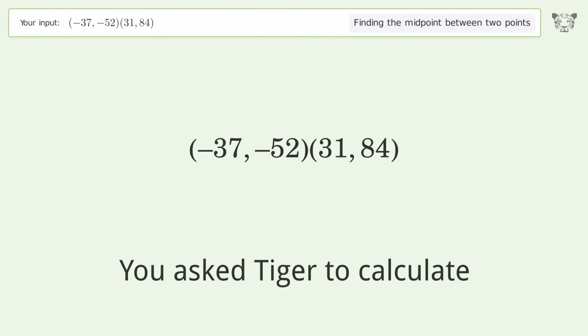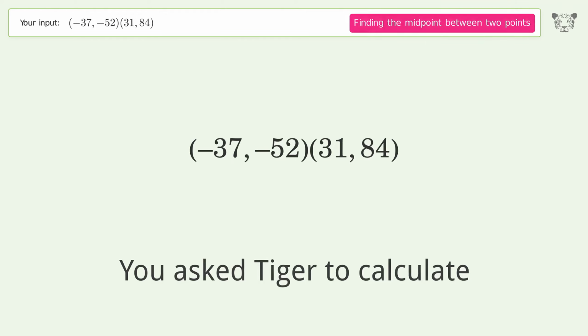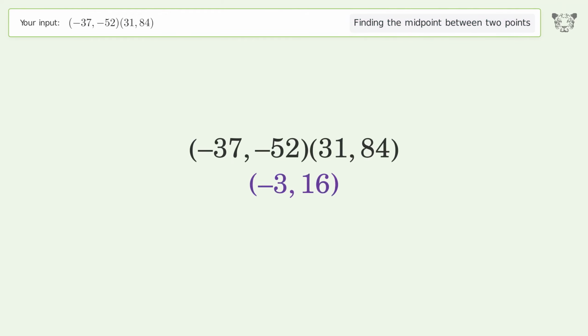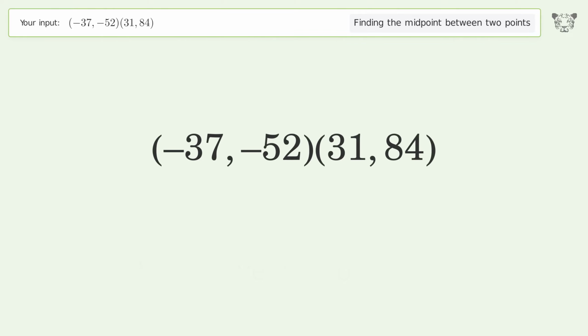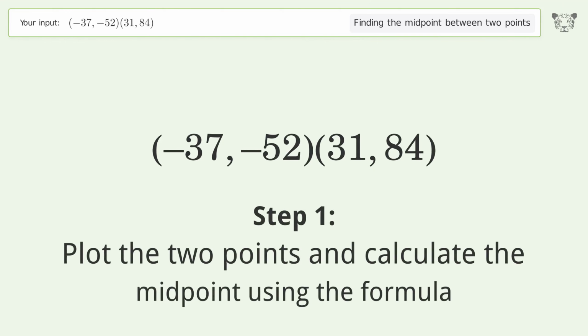You ask Tiger to calculate. This deals with finding the midpoint between 2 points. The midpoint between the 2 points is -3, 16. Let's solve it step by step. Plot the 2 points and calculate the midpoint using the formula.